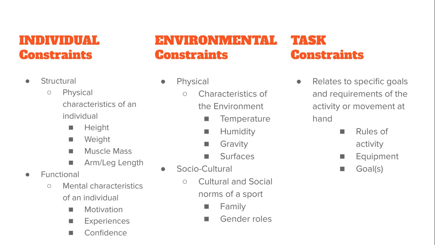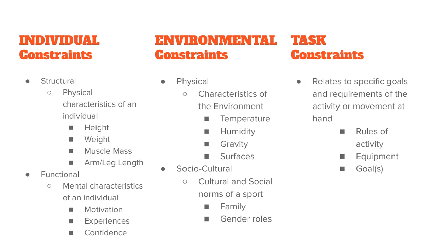So individual structural is the physical characteristics of an individual, like their height, their weight, their muscle mass, or their arm or leg length. Individual functional is the mental characteristics of a person. It's their motivation, their previous experiences, or their confidence in the ability at hand.